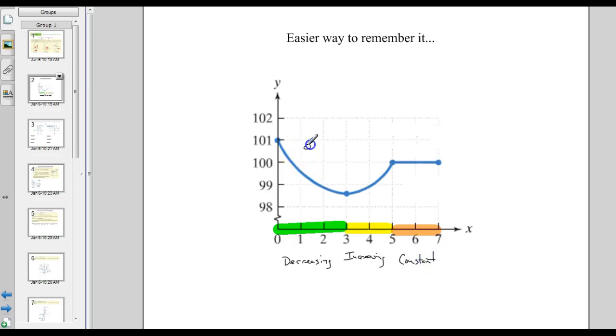So you can also picture someone walking, okay, but again, it's all about moving left to right, so they'd have to be facing this way. As they're walking left to right, if it's a decreasing interval, they're going downhill. If it's an increasing interval, they're walking uphill. And if it's a constant interval, then again, the elevation's not changing. Okay. So that's the easy way to remember. Just think about the motion, the direction has to be left to right, and then it just becomes: is the graph moving down, moving up, or staying level?